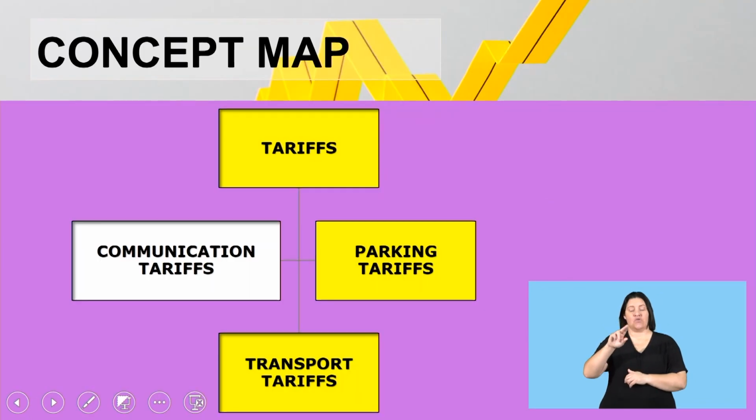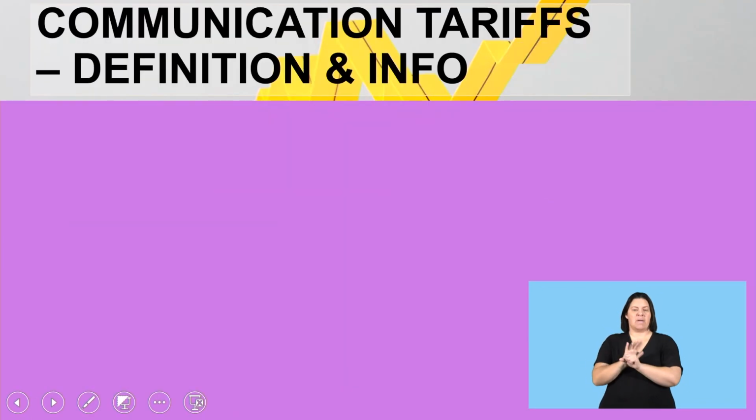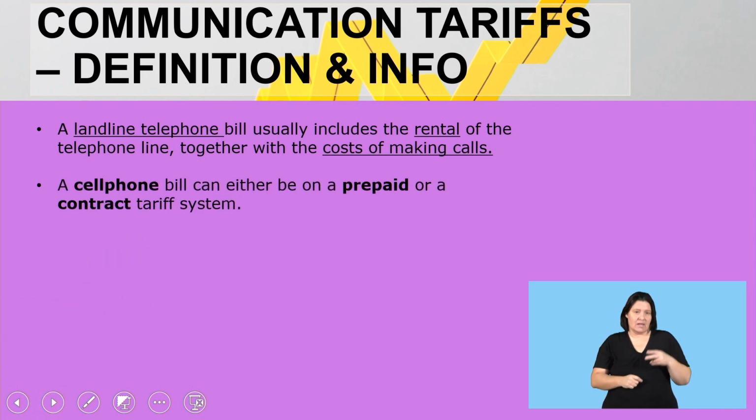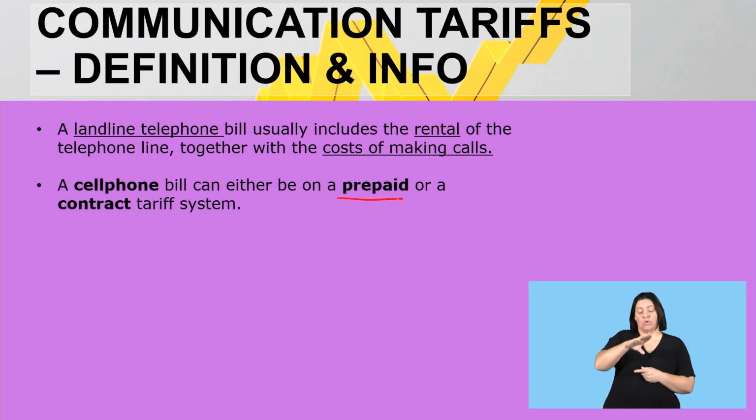Okay, so as indicated early on, now we'll be focusing on communication tariffs. Let's quickly get some background information. First of all, a landline telephone bill usually includes the rental of the telephone line together with the cost of making calls. Then on the other end, we have the cell phone bill that can either be on a prepaid or on a contract tariff system.